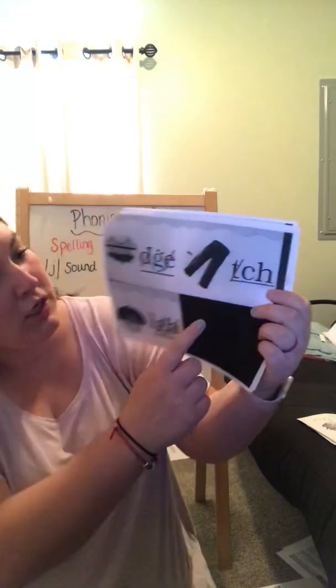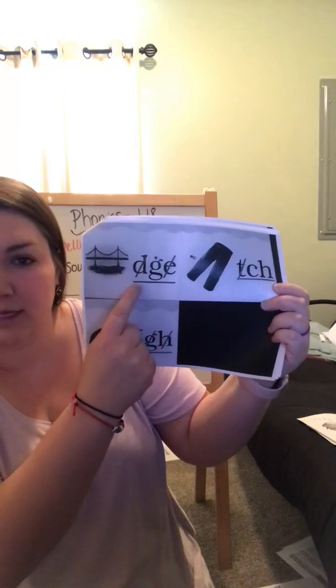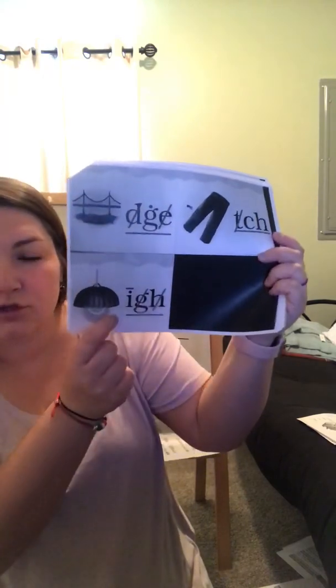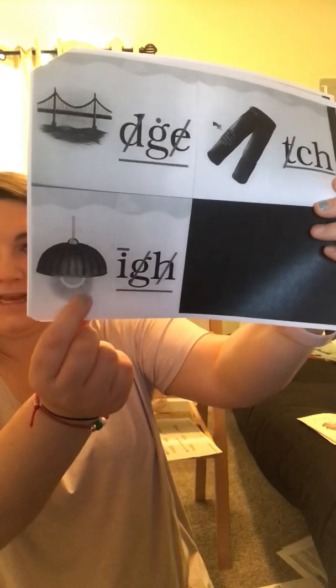So let's go and do this whole page together. So we'll say trigraph DGE, J like bridge. Trigraph TCH, ch like patch. Trigraph IGH, I like light.